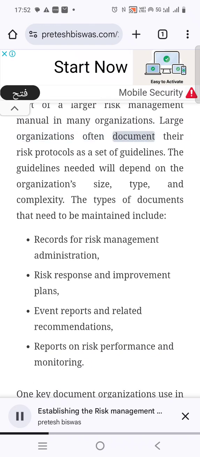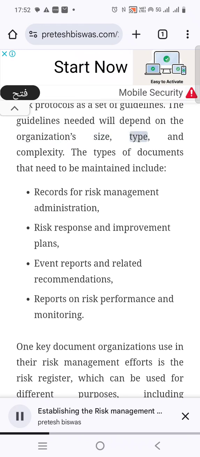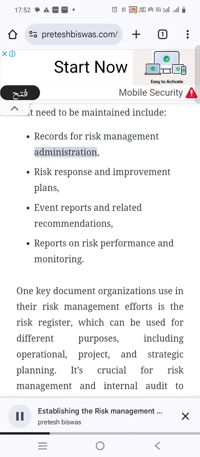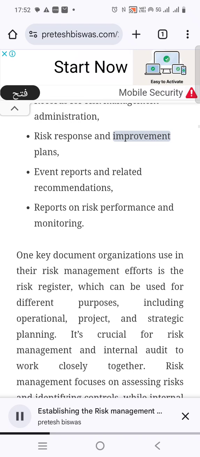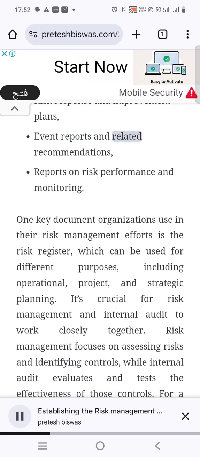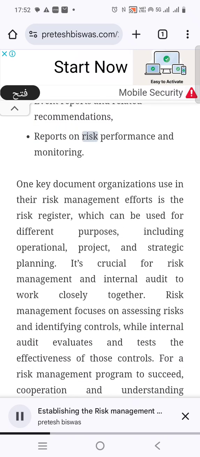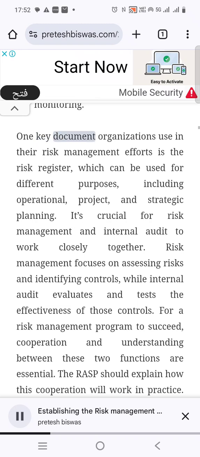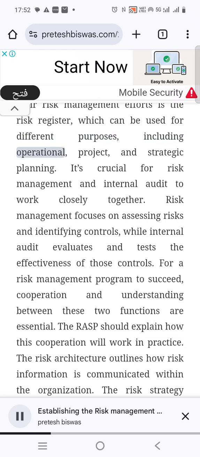Large organizations often document their risk protocols as a set of guidelines. The guidelines needed will depend on the organization's size, type, and complexity. The types of documents that need to be maintained include records for risk management administration, risk response and improvement plans, event reports and related recommendations, reports on risk performance and monitoring. One key document organizations use in their risk management efforts is the risk register, which can be used for different purposes, including operational, project, and strategic planning.